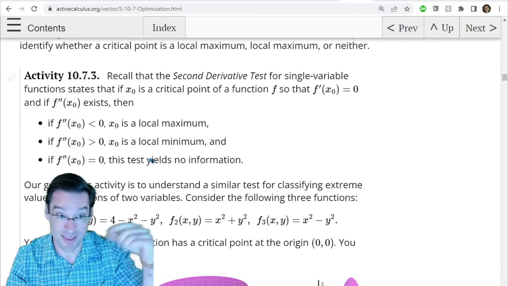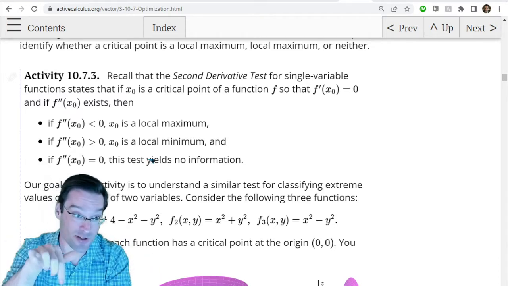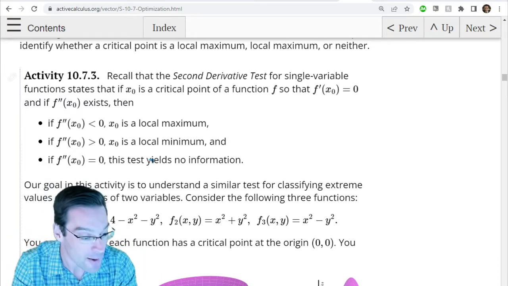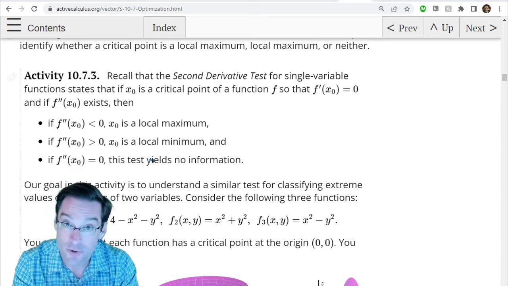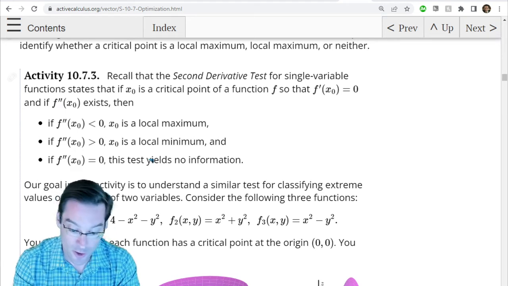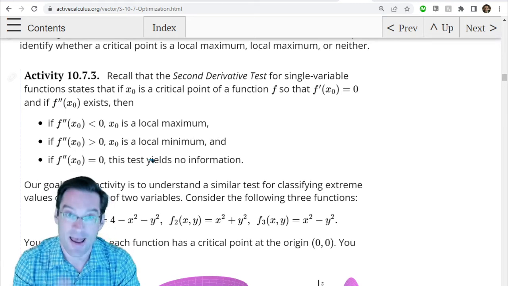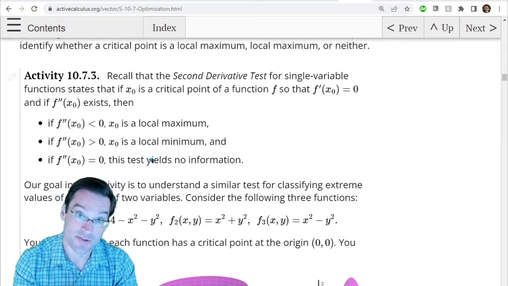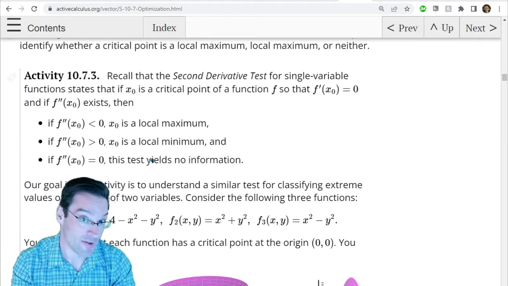Is it increasing and then decreasing this way? Is it increasing and then decreasing that way? And so on and so forth. So it's not quite as straightforward of a question. What we'd like to do, though, is see if we can adapt not the first derivative test from single variable calculus, but the second derivative test.